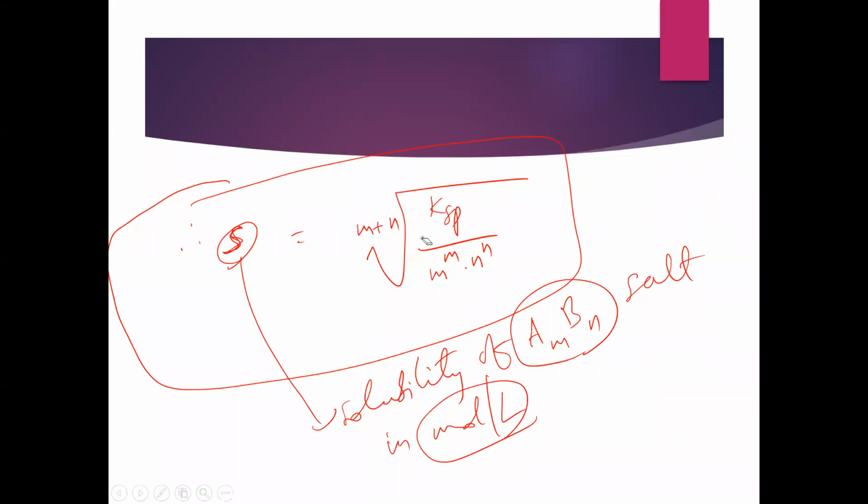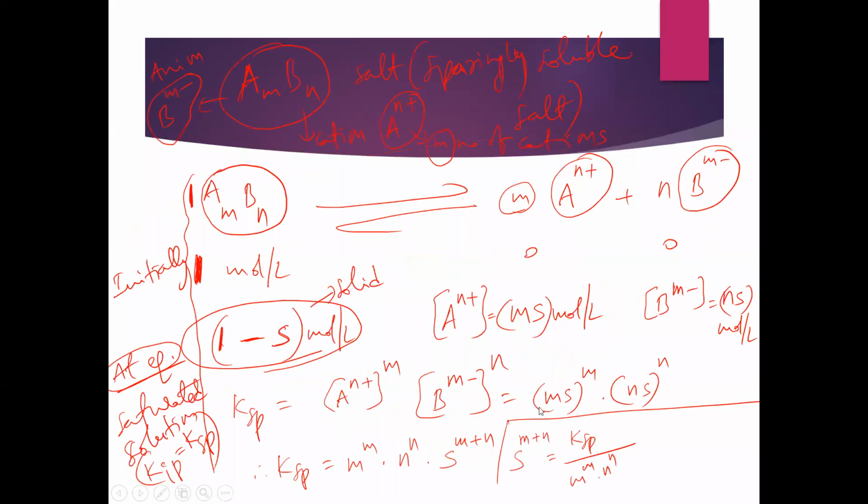Sometimes if solubility is given, KSP can be calculated like this. Now KSP is equal to what formula? In this case, KSP is equal to M power M into N power N into S power M plus N. If solubility is given to you, we can calculate KSP. Okay. So this is the relationship between solubility and solubility product. If you go through the standard reference books, you will understand more and get more clarity when you are studying.